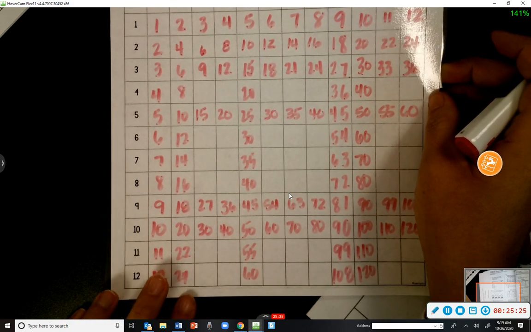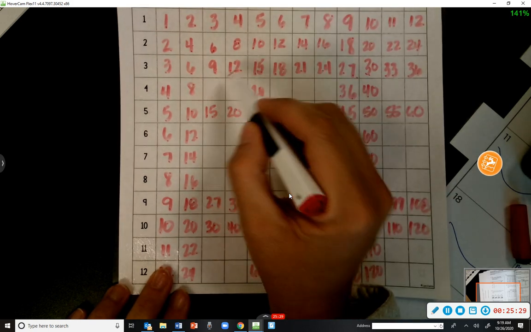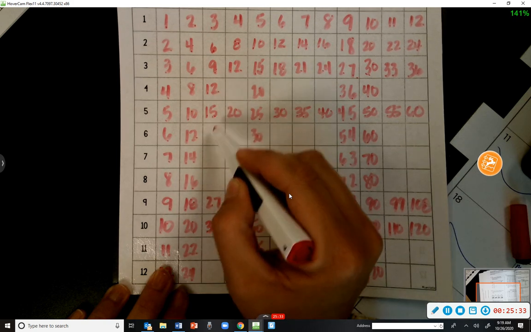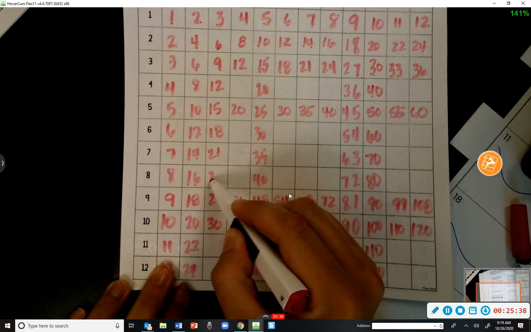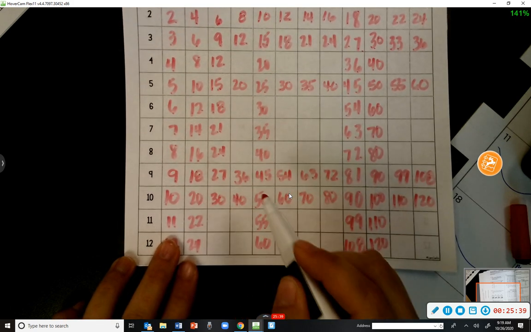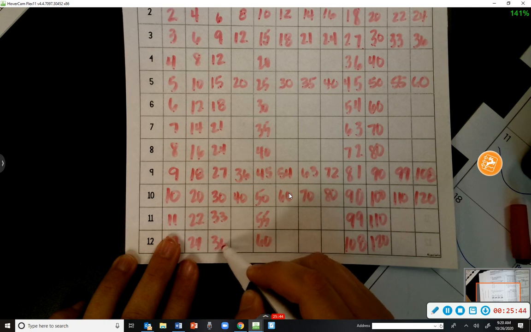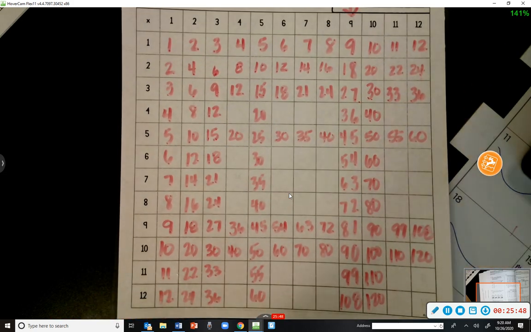Okay, now let's look at the threes going down. We have 3, 6, 9. All we have to do is copy what we already wrote. 12, 15, 18, 21, 24, 27, 30, 33, 36. Okay? So the threes are going to be our next step that we're going to practice skip counting by and get better at that, okay?